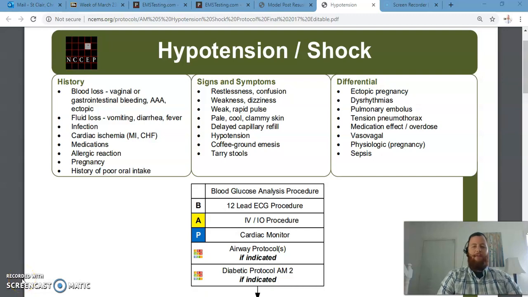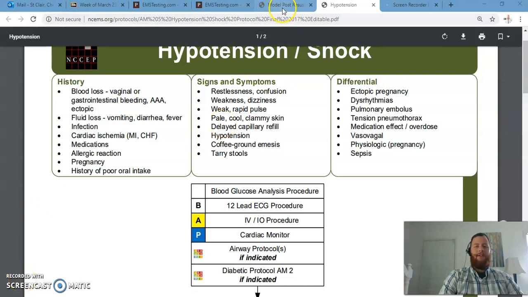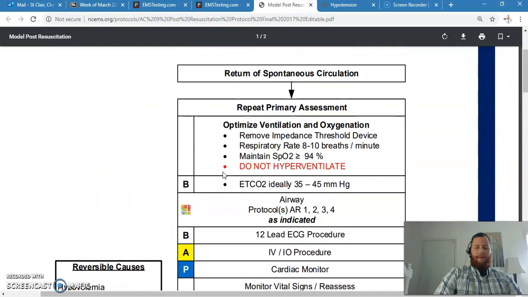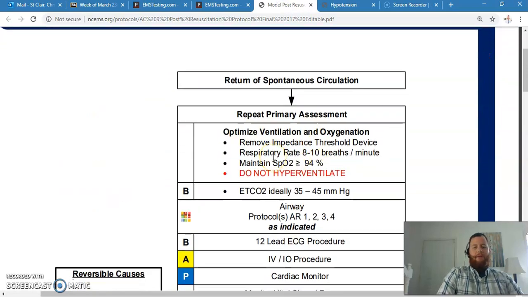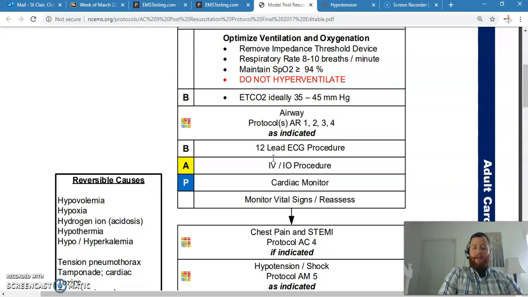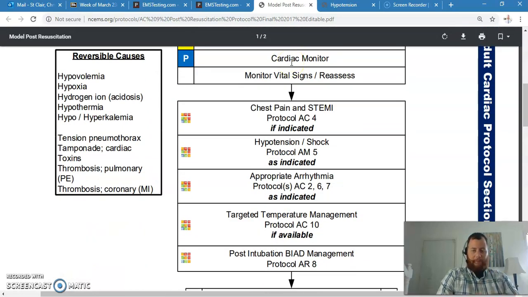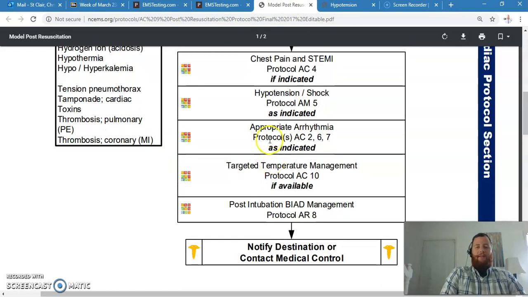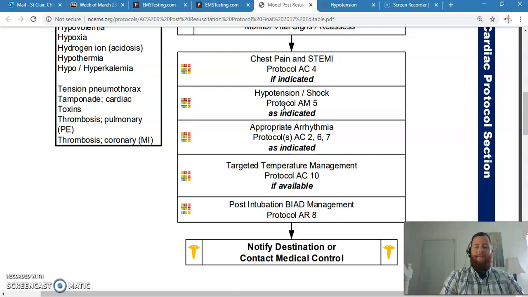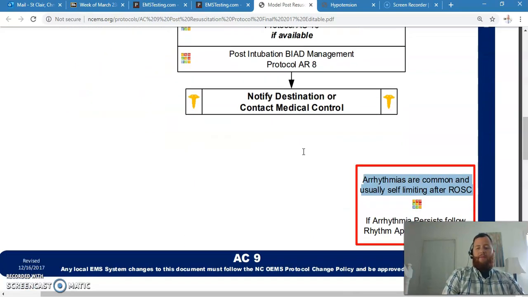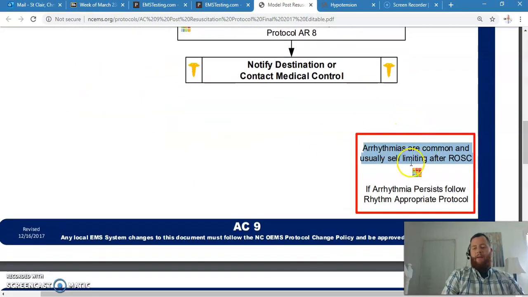Alright guys, we are picking up where we left off. We just finished talking about post-arrest. Make sure we remember do not hyperventilate, get a 12 lead, get vitals, and we're going to have to exit to an appropriate protocol. And that appropriate protocol is somewhat subjective based on the presenting signs and symptoms of the patient after arrest. Also make sure that you remember arrhythmias are common and usually self-limiting after ROSC, meaning they normally fix themselves.